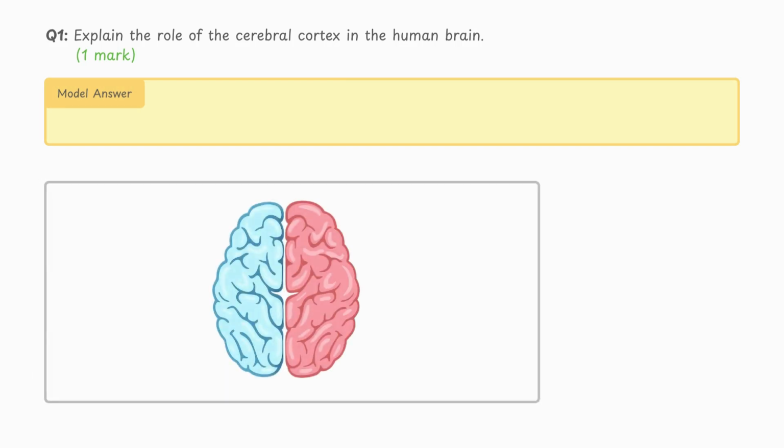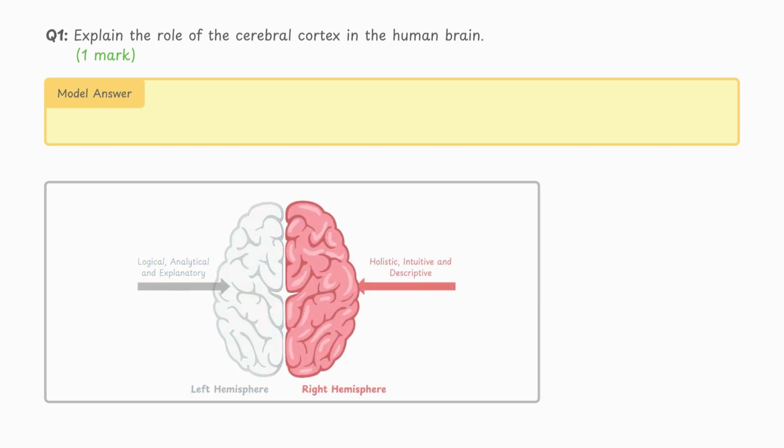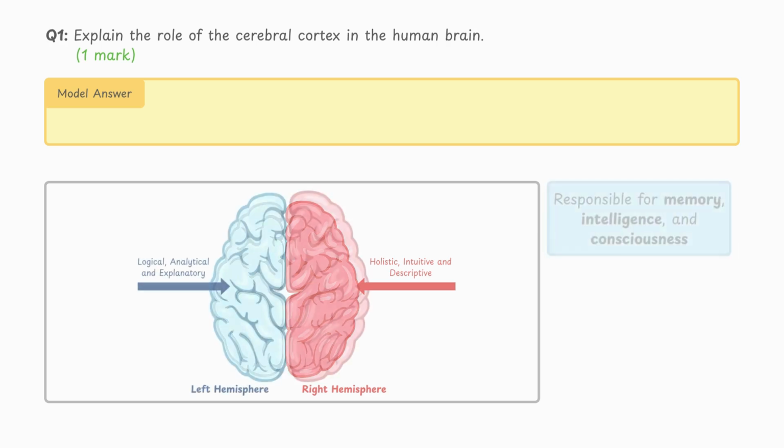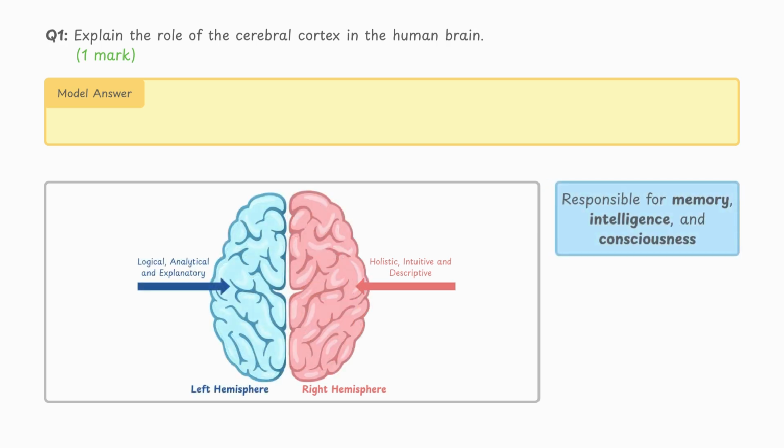The illustration shows the cerebral cortex as the outer layer of the brain, divided into two hemispheres, the left and the right. The left hemisphere is responsible for logical, analytical, and language-based thinking, such as problem-solving and reasoning. The right hemisphere is responsible for more creative, intuitive, and descriptive thinking, such as imagination and visual understanding. Both sides work together to control important functions like memory, intelligence, and consciousness.